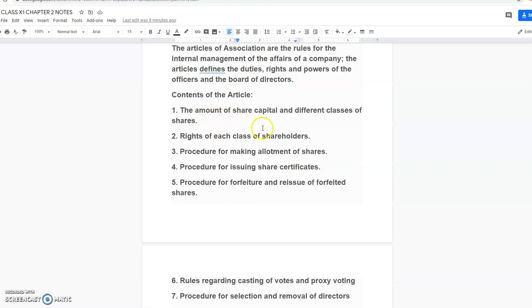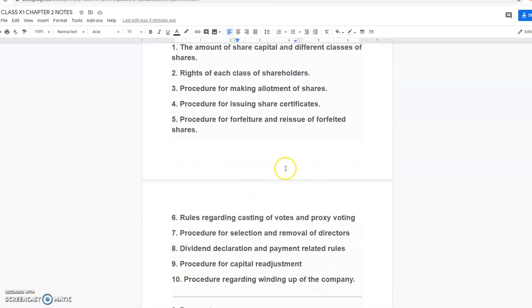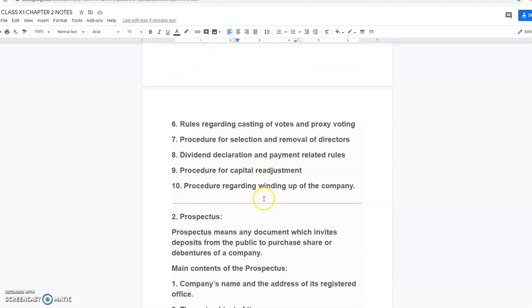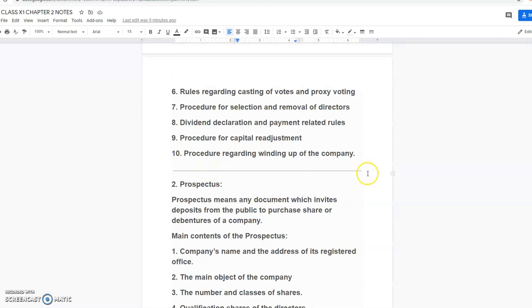In the Articles of Association, the amount of share capital and the rights of each class of shareholders are mentioned. Share capital is of two types, preference share capital and equity share capital. What are their rights? That is mentioned in the Articles of Association. How the allotment will be done, how the share certificates will be issued, if the shares are cancelled how they will be reissued, what will be the rules of votes, how voting will happen, how to elect the management, how directors will be selected, how to declare the dividend, and what will be the capital readjustment procedure regarding winding up of the company.